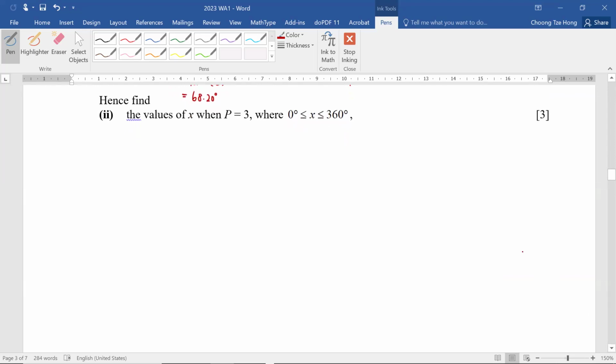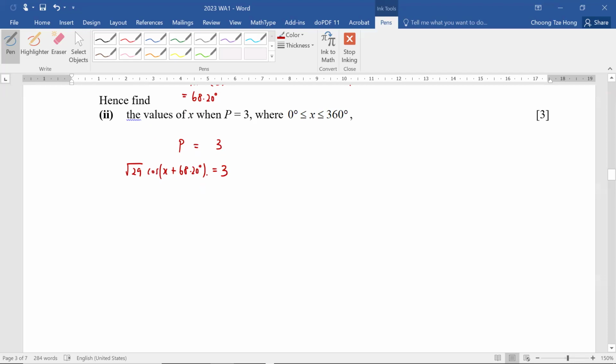For part 2, they want us to find the values of x when P equals 3, for x between 0 degrees and 360 degrees. So over here we have the equation P equals 3. Previously in part 1 we have already expressed P in the R formula form. So you have square root 29 cosine (x plus 68.20 degrees) equals 3.